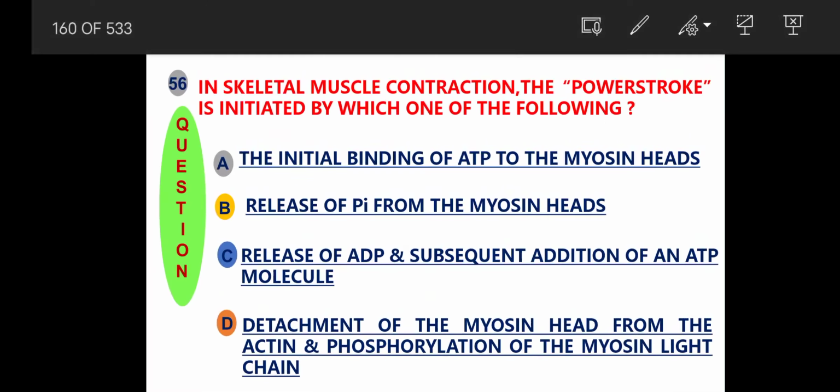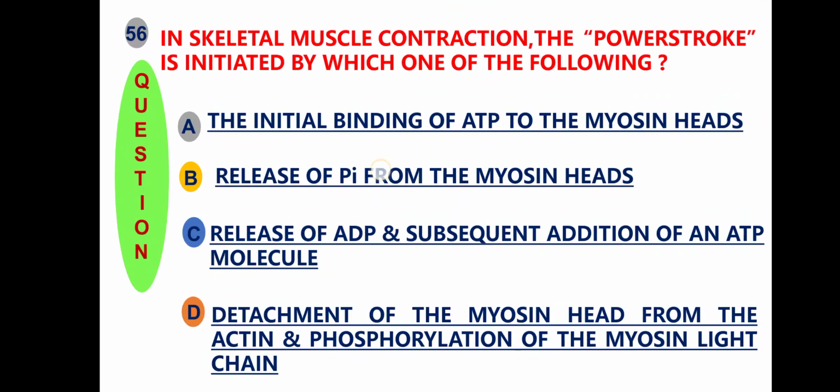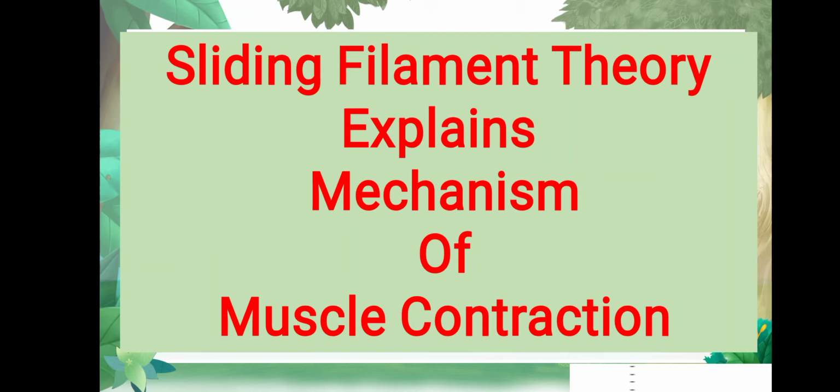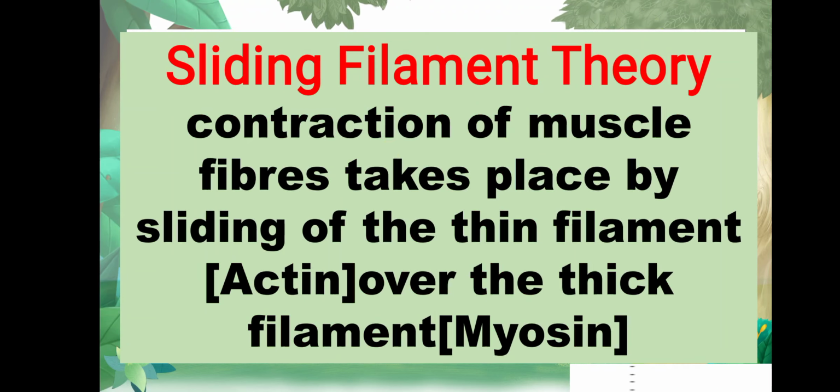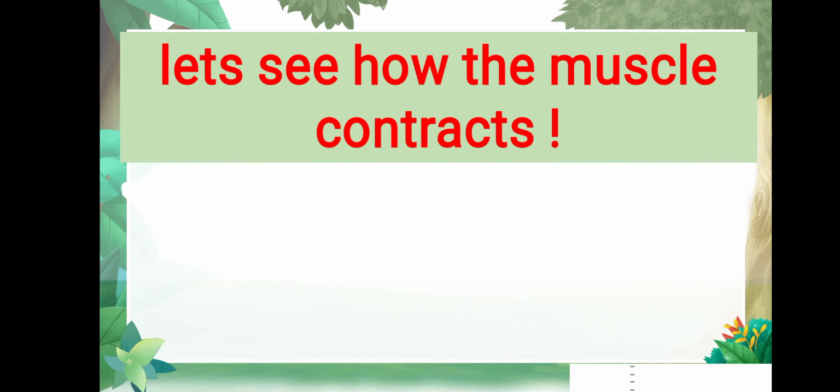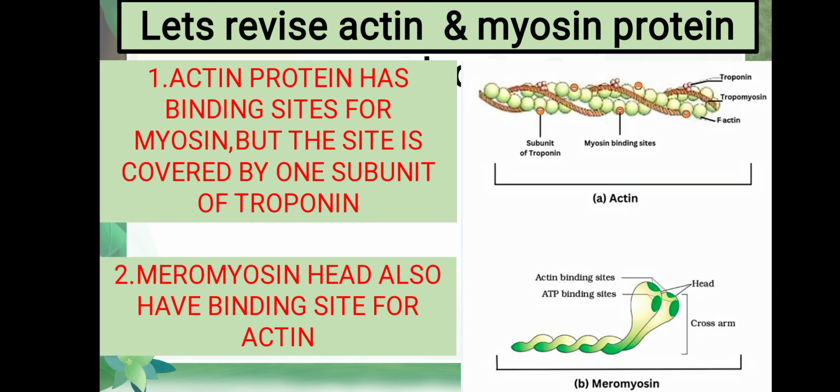Okay, this is the question. It is based on skeletal muscle contraction, and what the power stroke is in relation to skeletal muscle. So let's see. This question is based on the sliding filament theory that explains the mechanism of muscle contraction. This theory tells that the contraction of muscle fibers takes place by sliding of the thin filament, that is actin, over the thick filament, that is myosin. So let's see how the muscle contracts.